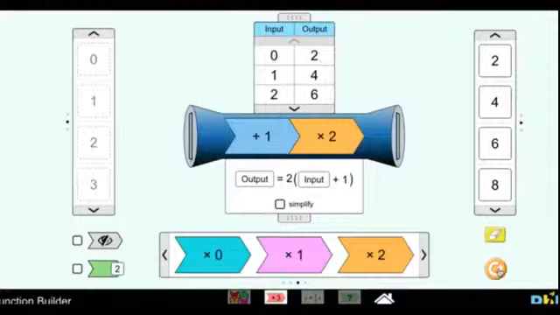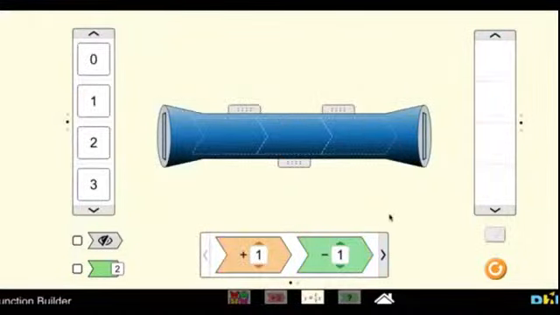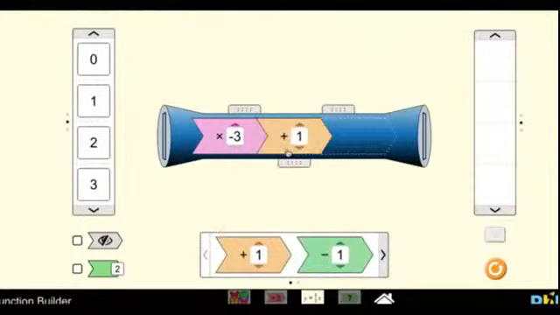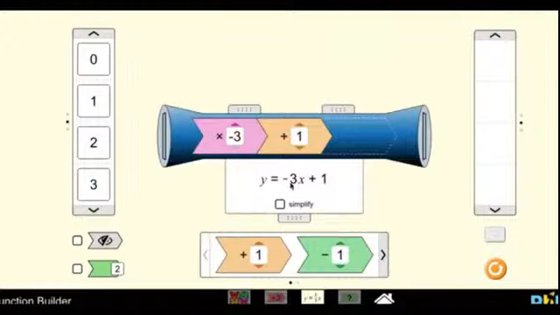Now let's go to a more abstract way of looking at function. Now let's use an equation to represent a function. Multiply by -3, and let's say we are going to add 1. That can be written as a function as y equals negative 3x plus 1, where x represents the element of this domain and y represents the element of this range. And the function is this linear function y equals negative 3x plus 1.